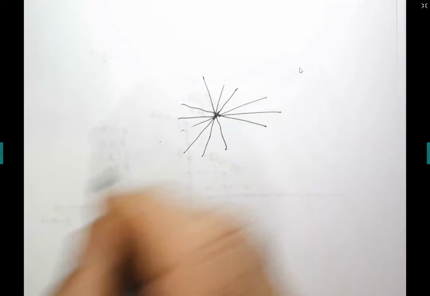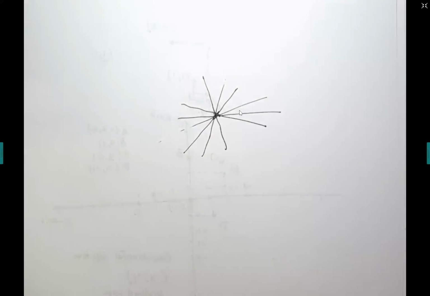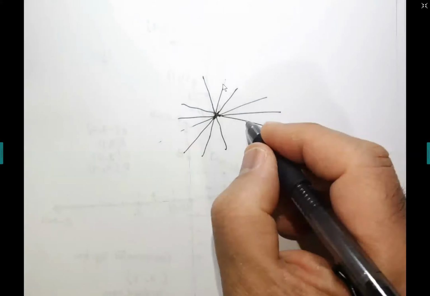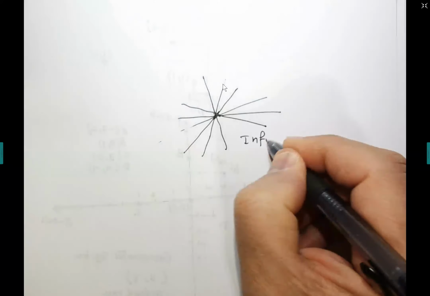So can you guys guess how many we can draw from one point? What would be the answer? Would you guys agree with me that it's infinitely many that you can pass through? Yes, I agree. A student says infinitely many.